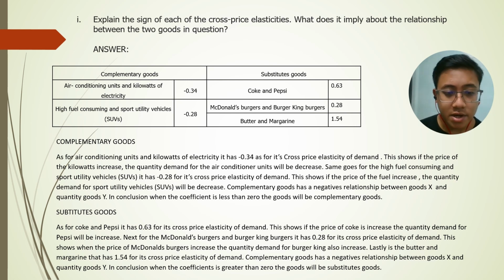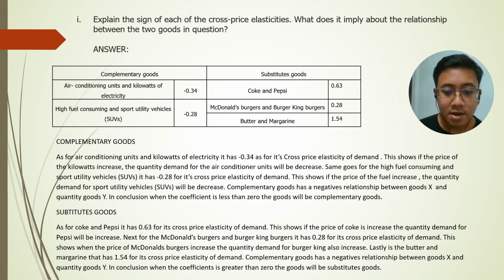Next, for the McDonald's burgers and Burger King burgers, it has 0.28 for its cross price elasticity of demand. This shows when the price of McDonald's burgers increase, the quantity demand for Burger King also increase. Lastly is the butter and margarine that has 1.54 for its cross price elasticity of demand.